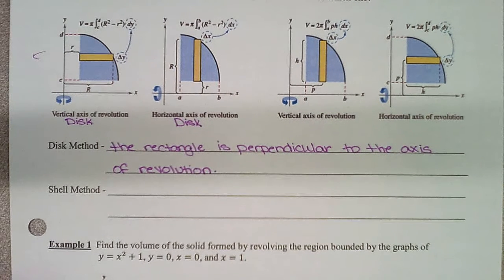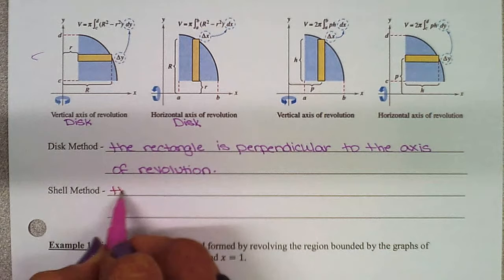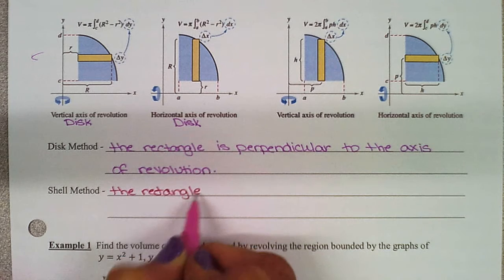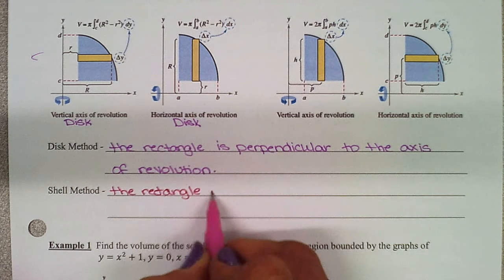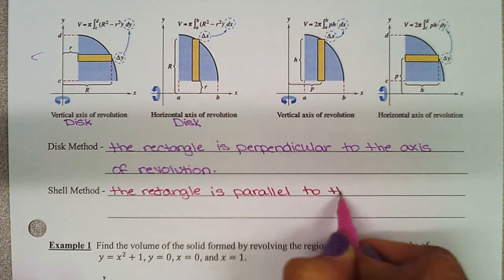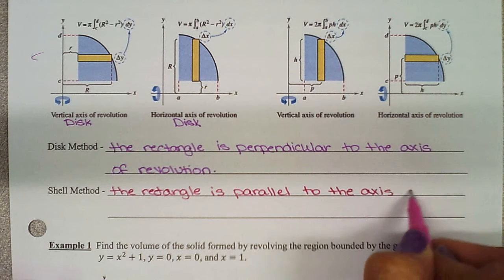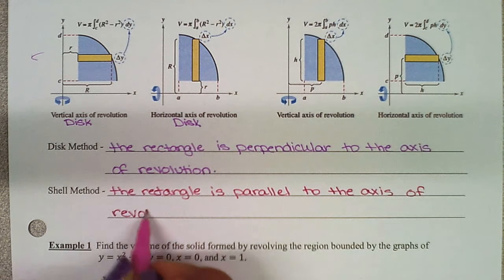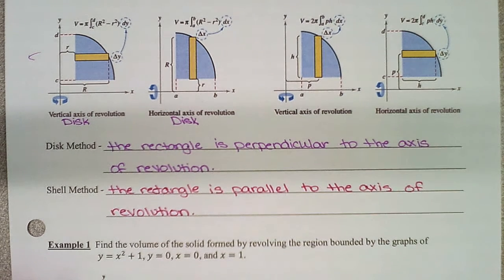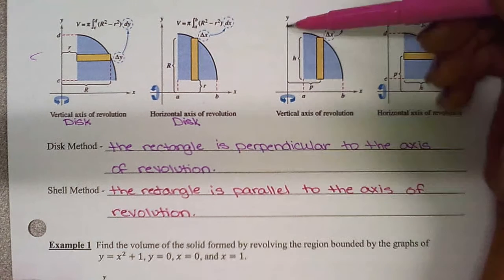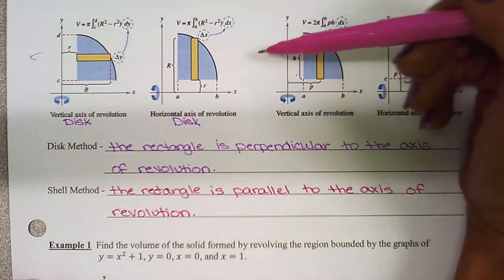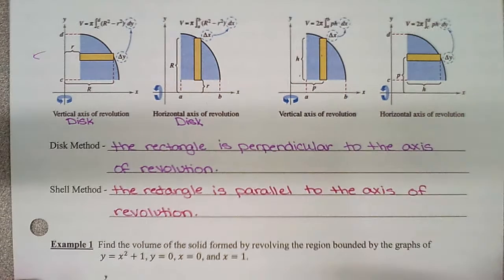For your shell method, you're going to be using the shell method when the rectangle is parallel to the axis of revolution. And that you can see then on these last 2 examples. So here our rectangle is parallel to the axis of revolution here, which is the y-axis. So now as we bring it around, it's going to create this cylinder with a hole in the middle.